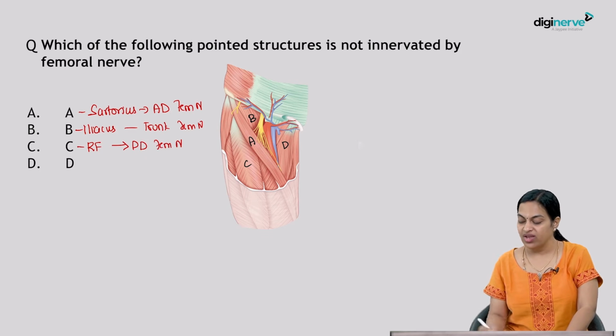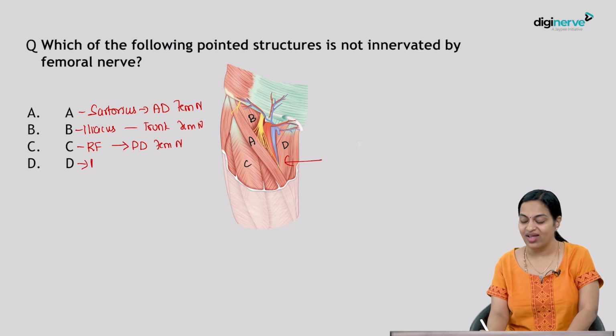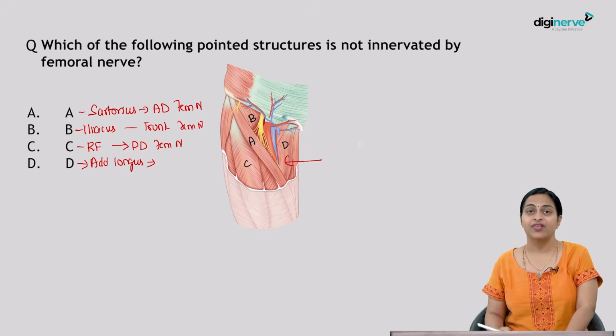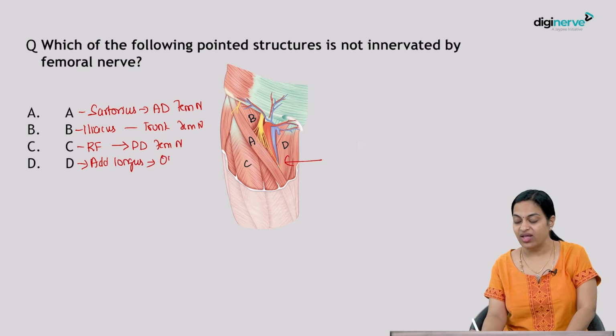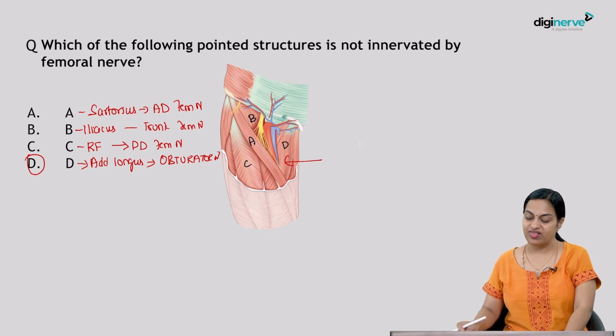C is rectus femoris of quadriceps femoris, that is innervated by the nerve to rectus femoris coming from the posterior division of the femoral nerve. D here is, come on, it forms the medial border of the femoral triangle, right? Adductor longus. It is a muscle of the medial side of the thigh that is innervated by the obturator nerve. Got it? Yes. So that is not innervated by the femoral nerve.